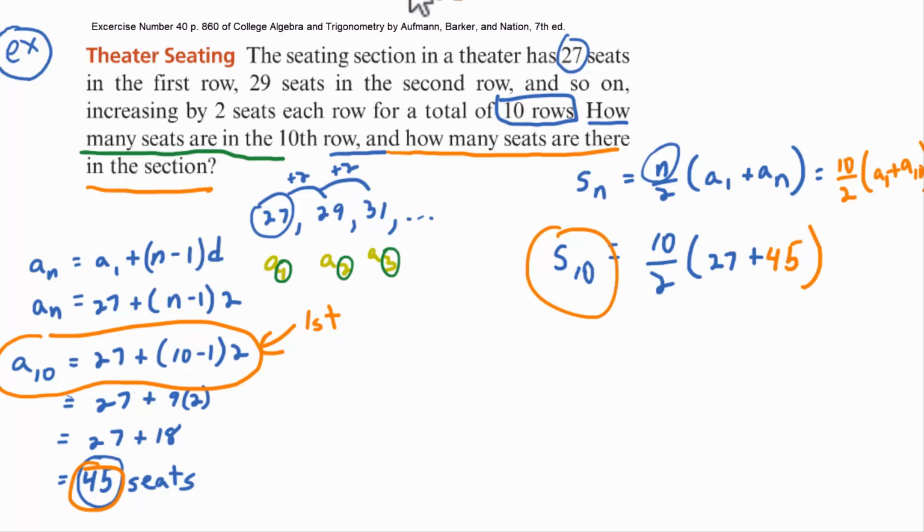Does that make sense? Okay, so now what do we have? 5 on the outside. What's 27 plus 45? 72. What's 5 times 72? 360 what? Seats. In the section, yeah, to be specific.